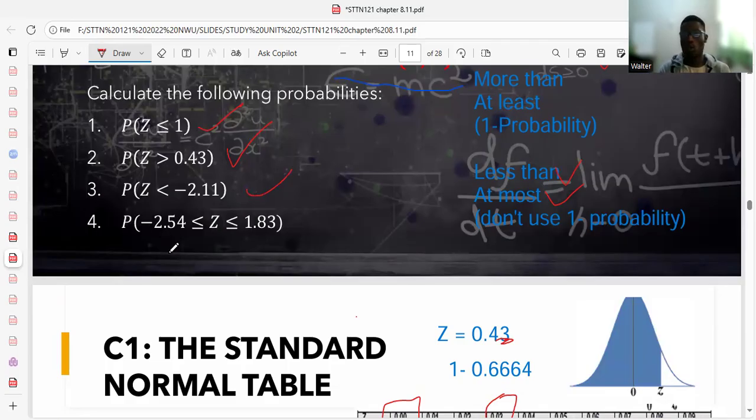It's between negative 2,54 and 1,83. So what you do if it's between, guys, remember, the method that I used to use when I was doing statistics modules, this is what you do if you're dealing with two z values. You find the probability for this number here, which is negative 2,54. The last digit will be 4. You divide it by 100. It's gonna be 0,04.